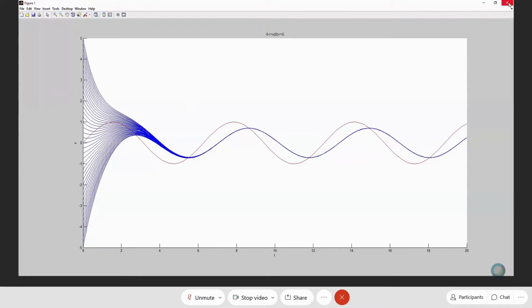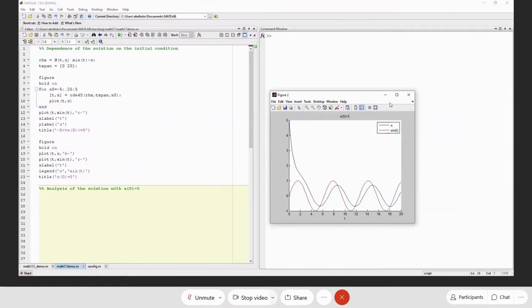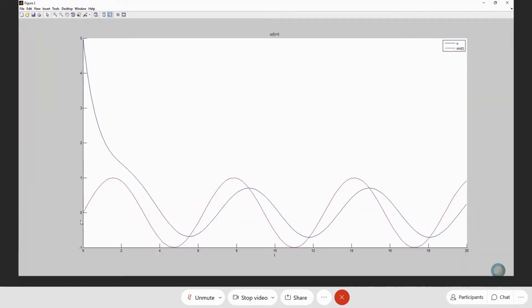I also separately plotted the last plot here. So I used a for loop, obviously, to superimpose a bunch of plots of the solution. The loop starts with -5, and it goes to 5. So the last plot that the loop produces is the one that corresponds to initial condition x naught equals 5. I'm going to minimize this now. And here's the last plot. Again, for reference, I plotted sine of t as a red curve, and you see this in the legend.